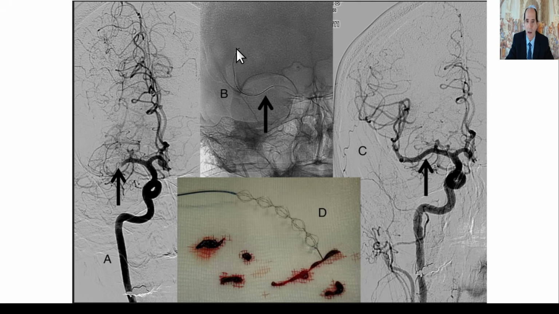Oh, here you can see the guide wire going up into the MCA, ascending convexity branches, when they fished out this clot.